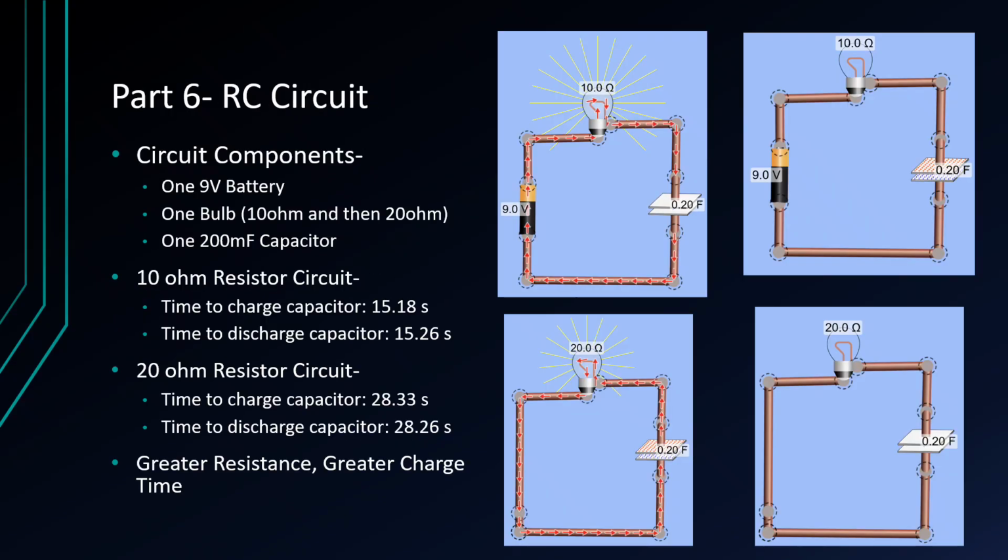Part 6 of this lab, I made 2 RC circuits, one with a 10 ohm resistor bulb and one with a 20 ohm resistor bulb, and I measured the time it took to charge and discharge the capacitors. So for the 10 ohm resistor circuit, it took around 15 seconds, and for the 20 ohm resistor circuit, it took around 30 seconds, which shows that with greater resistance, the greater time it takes to charge or discharge a capacitor.